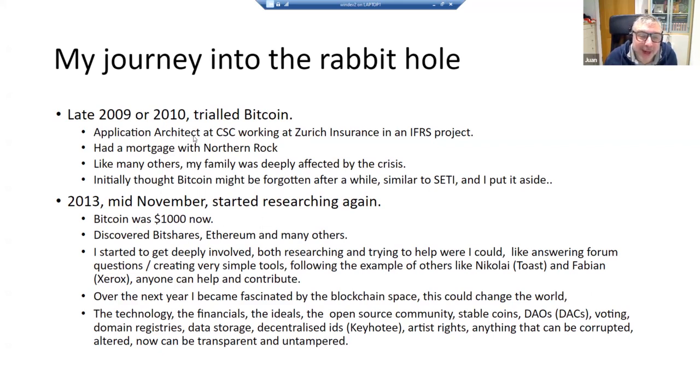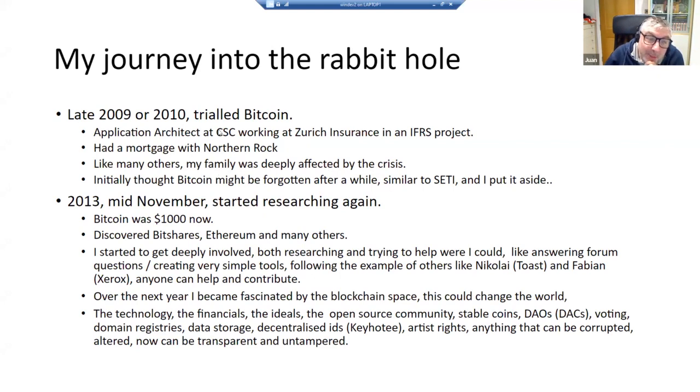But given what was happening personally at the time, I should probably have taken more notice, because I was working on an IFRS project, the international financial reporting standards, at Zurich Insurance Financial Services, and all the IFRS reporting systems were due to the financial crisis. I had more to do with Northern Rock, one of the banks that was bailed out by the UK government, and they were part of the genesis of Bitcoin. Like many others, my family was deeply affected by the crisis, as they were in Spain and ended up bankrupt.